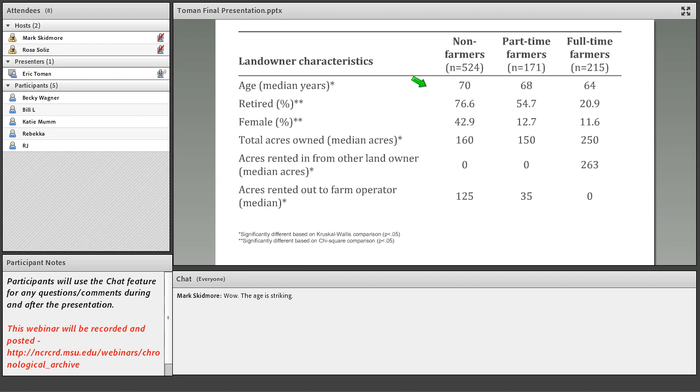So ultimately, our non-farmers appear to be older, and they were significantly different on that. They were much more likely to be retired, particularly compared to full-time farmers, as well as much more likely to be female. We also see differences in the total acres that are owned, with full-time farmers in particular having a much larger amount of ownership.